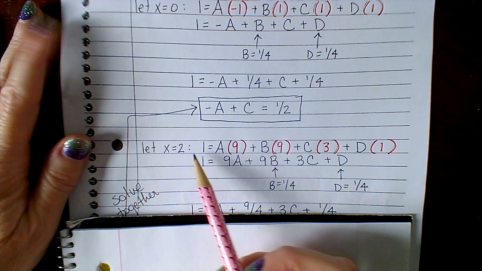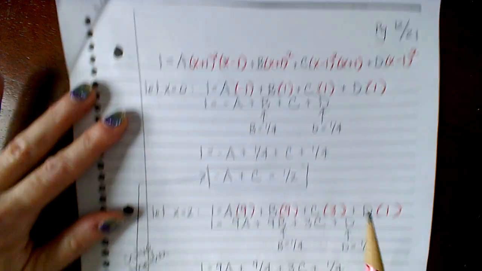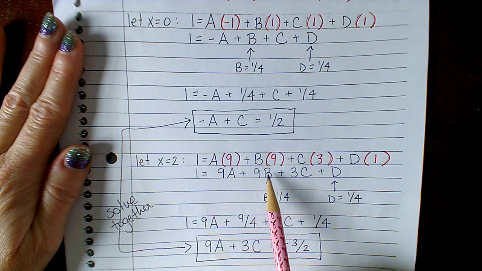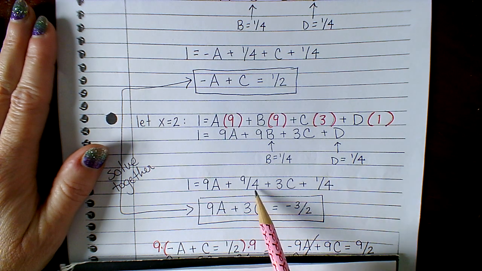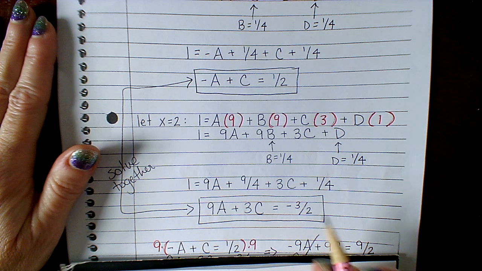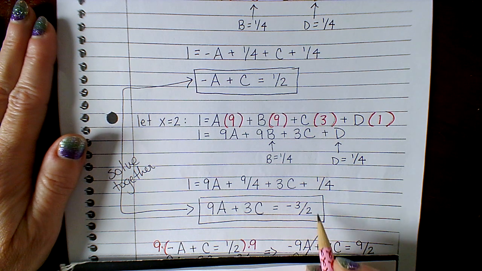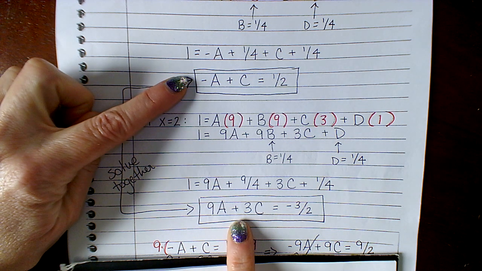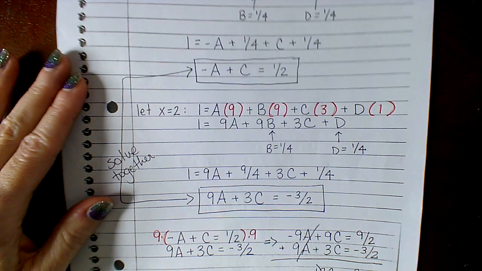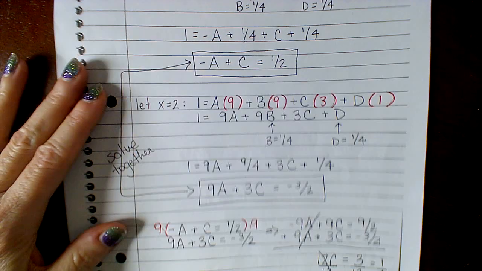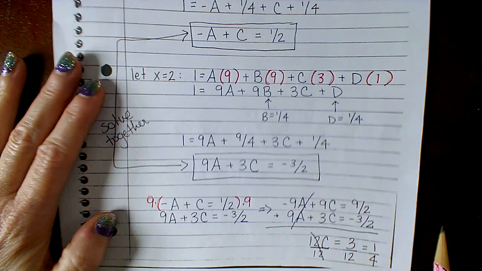So I plugged in 2 up here for x, and I got this. Again, plugging in for b and d, and then just doing some of these computations. Adding that together gave me 10/4, and then subtracting that from 1 gave me this equation. I now have to solve these 2 equations together using substitution, elimination, or matrices. I chose to use elimination. I don't know how familiar you guys are with that, but I'm happy to refresh your memory.